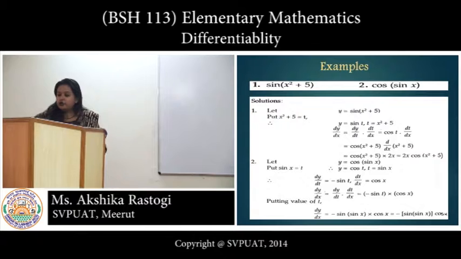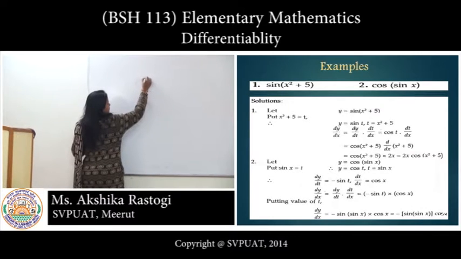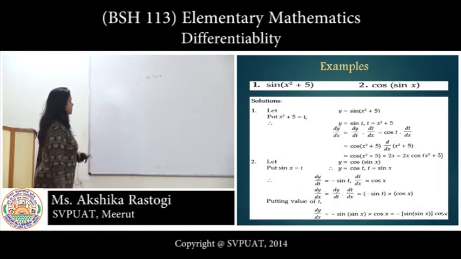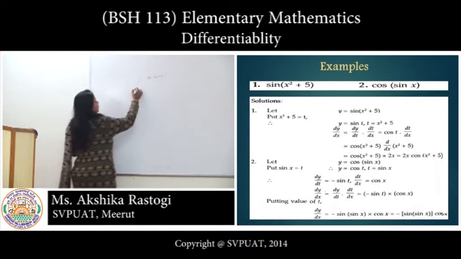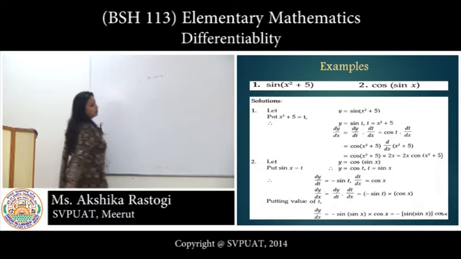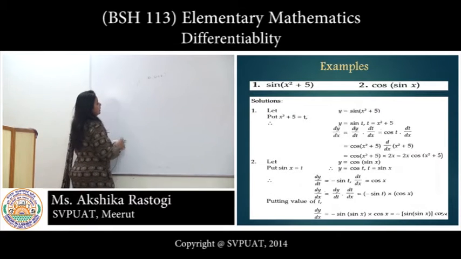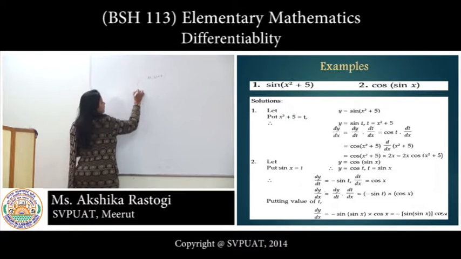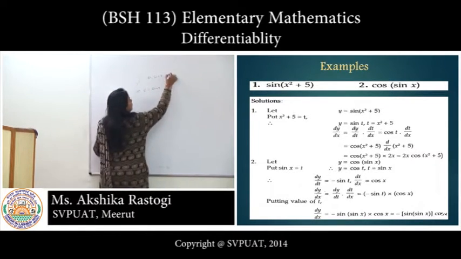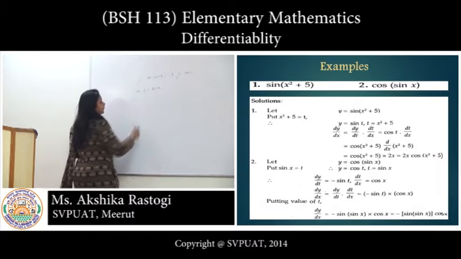In this example we have y equals cos(sin x). Again we have to find the value of dy over dx. Before finding it, let's consider that we learned the formula for cos x only, and here it is given cos(sin x), so again we have to make some extra effort. Let t equal sin x. So the function becomes y equals cos t, with t equals sin x.